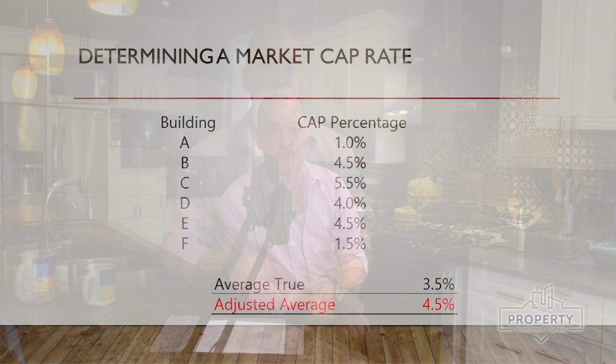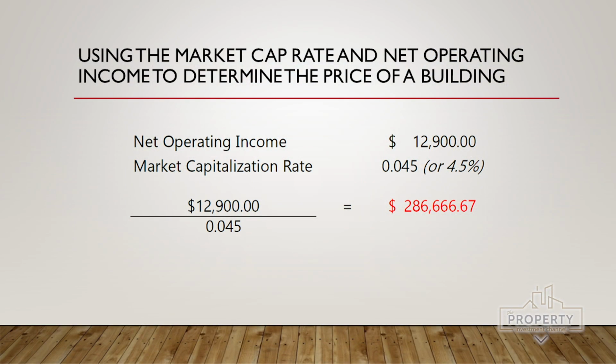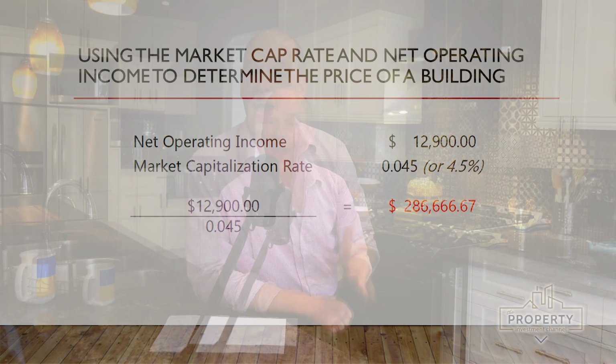We figure out the NOI, we figure out what the cap rate is, and then we solve for the purchase price. Let's see how this works using the duplex from a few moments ago. That duplex we know had an NOI of $12,900. We have just figured out that the market cap rate is 0.045. So simple math is $12,900 divided by 0.045 gives us a purchase price of $286,666.67. That's how the income approach works. We look at the market capitalization rate, we look at the income, and we figure out what the purchase price is.